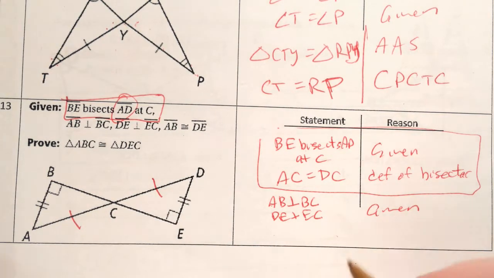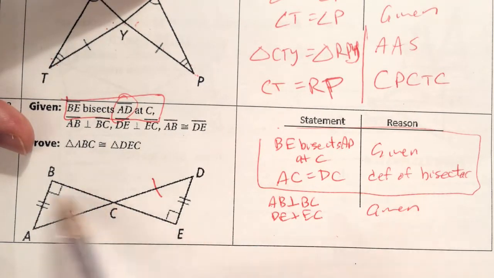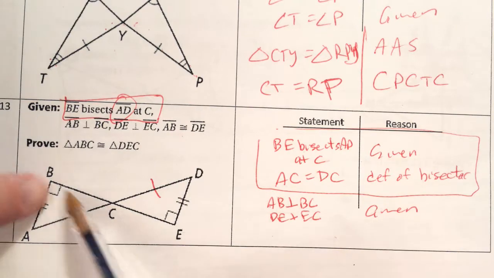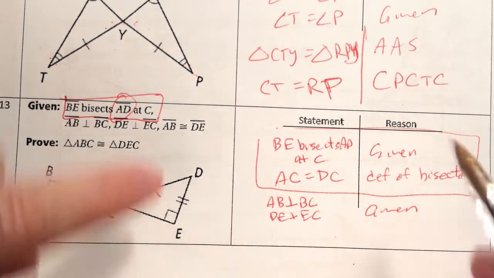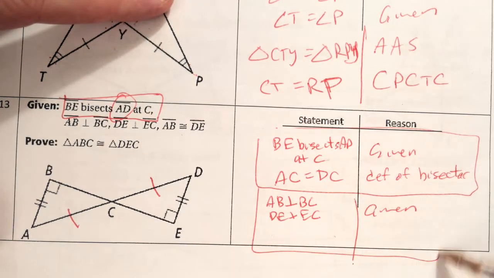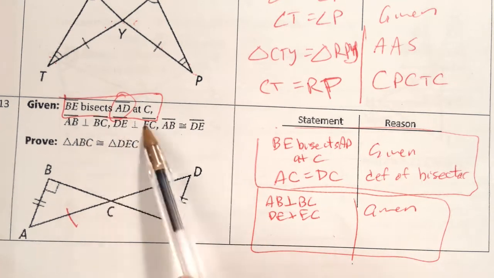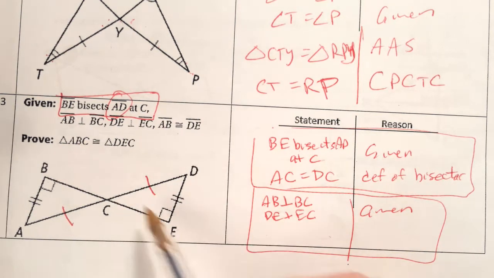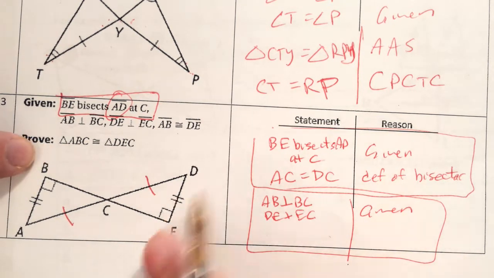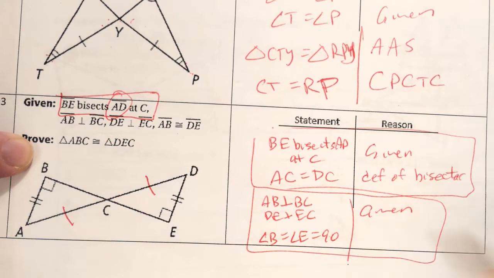Because AB and BC are perpendicular to each other, that means they intersect at a 90-degree angle. Same thing with these two. That was given, so we can filter into something. We're always trying to get to something that is equal. This did not say things were equal, so that's going to lead to something that's equal. We just found out that this is 90 degrees, and this is 90 degrees. So angle B is equal to angle E, which is equal to 90.